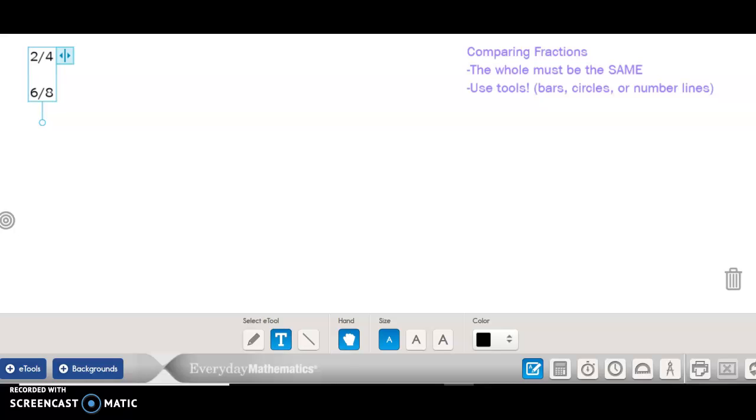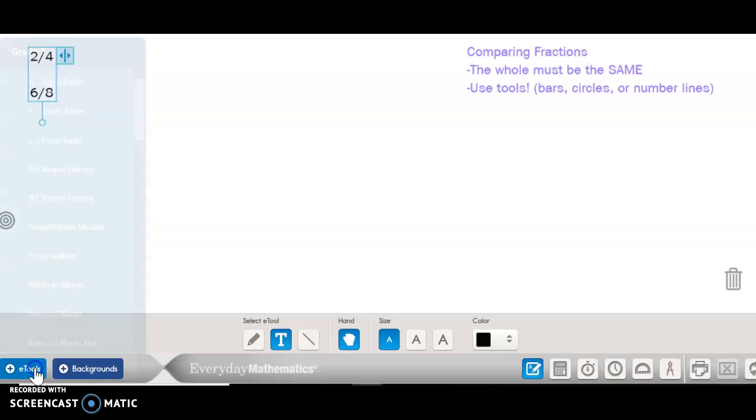For a quick review with comparing fractions, remember, the whole must be the same. You should also use tools, your fraction bars, fraction circles, or your number lines. Let's practice today by comparing 2/4 of an inch and 6/8 of an inch. Because they're both of an inch, I know that the whole is the same. So the whole is 1/2 inch.